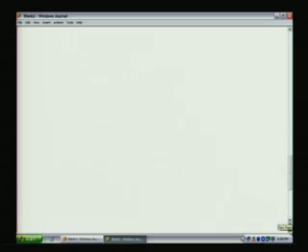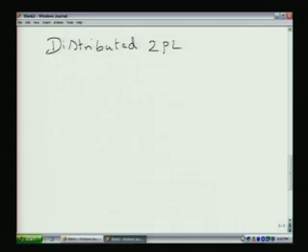Okay. This is how the two phase locking is integrated with the commit protocol. Now, if you want to see in the distributed setting how the distributed two phase locking will work, it is actually a simple extension of the two phase locking, because what you are going to now see is distributed 2PL plus its integration with the two phase commit.